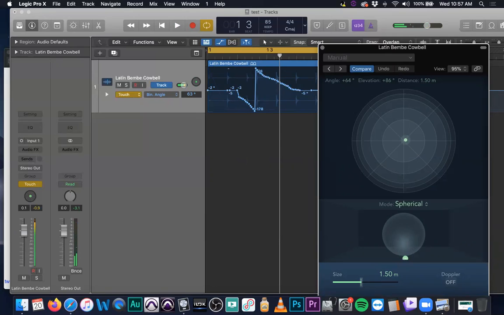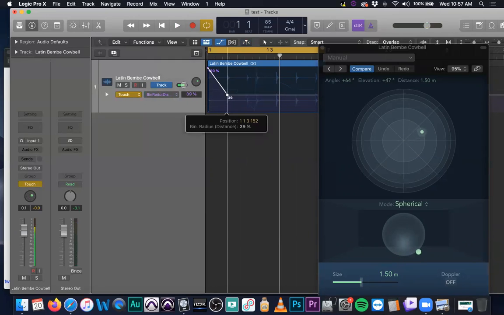And I can go back actually and erase. Let's go back and change that radius measurement because it was a little too close. And I still want to get the experience of it flying around my head. So I'll make it roughly around to the outside circle here. Now let's listen to it.